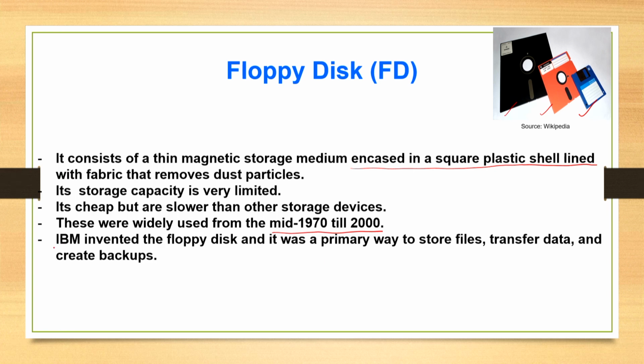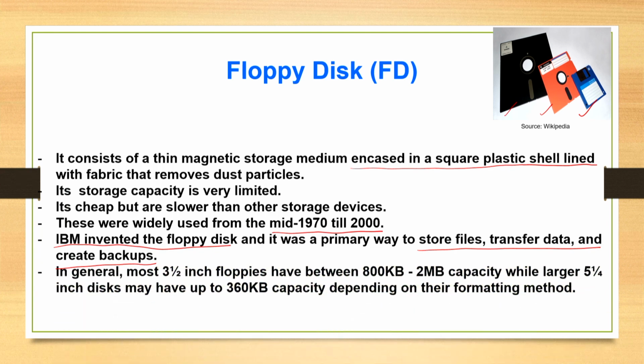IBM was the first to invent the floppy disk, and it was primarily a way to store files, transfer data and create backups. In general, most 3.5 inch floppies have a capacity between 800 KB to 2 MB, while the 1/4 inch disk has a capacity up to 360 KB. So, that depends on their formatting methods.